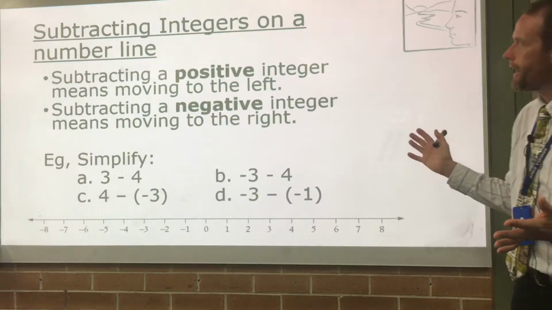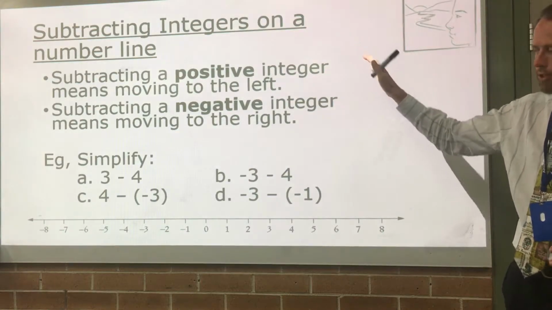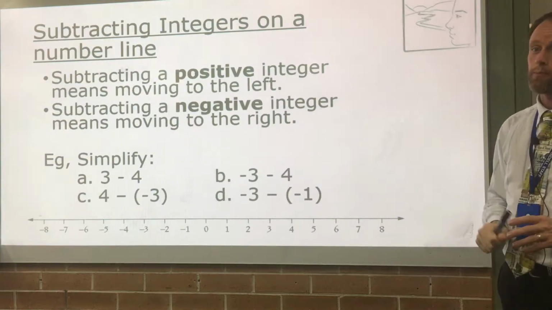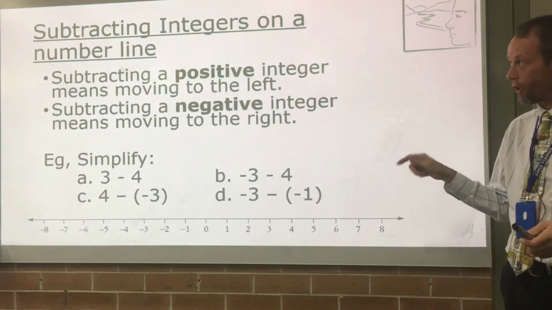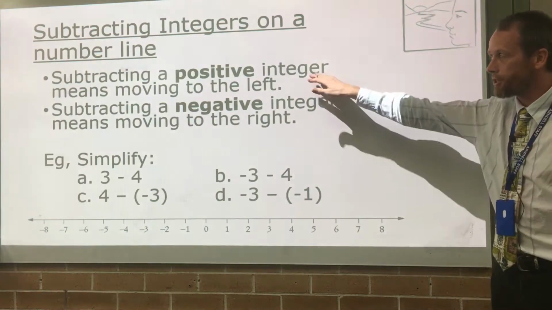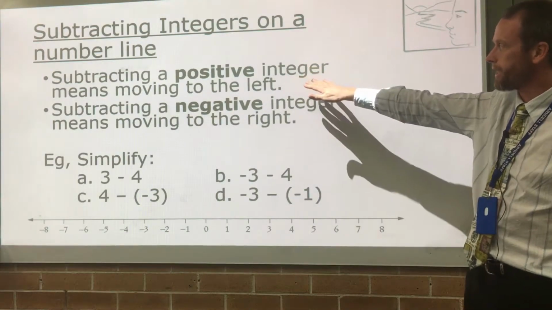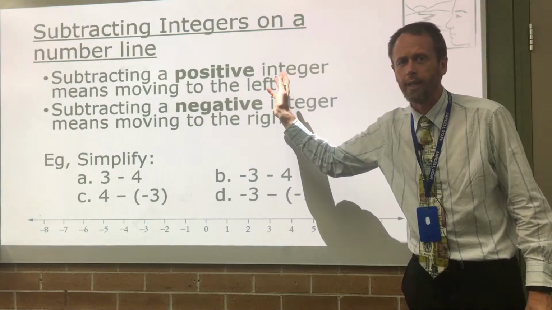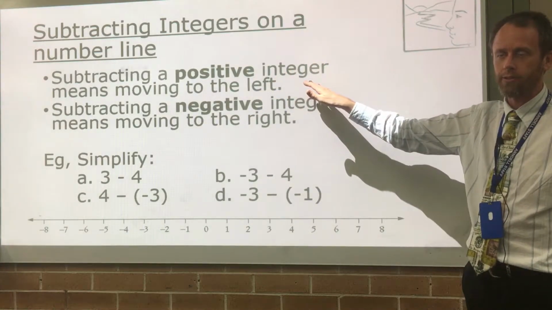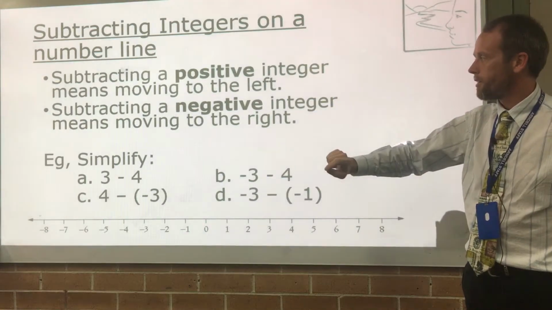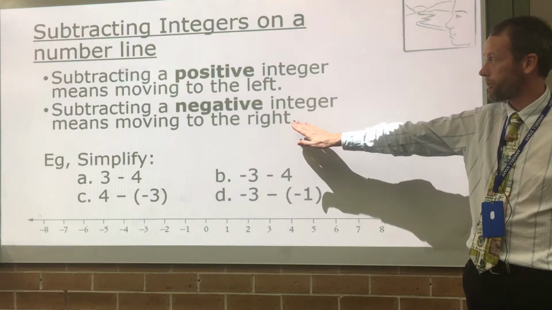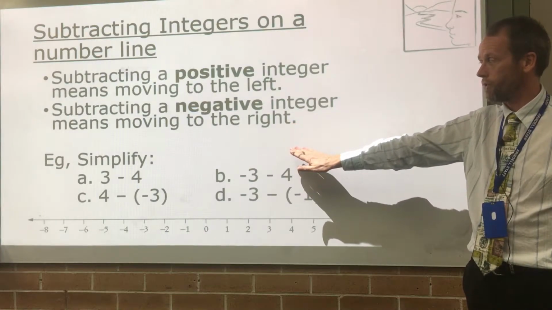Year 7, we're working our way through working with integers and we're using the number line. Today, it's all about subtracting integers on a number line. Now here's the principle. Subtracting a positive integer, which is the sort of question we're used to doing, means moving to the left. All right? Subtracting a negative integer, those are the new sorts of questions, means moving to the right.